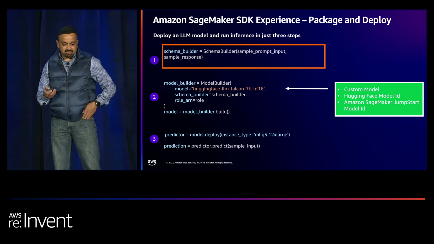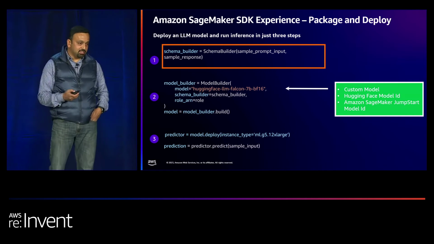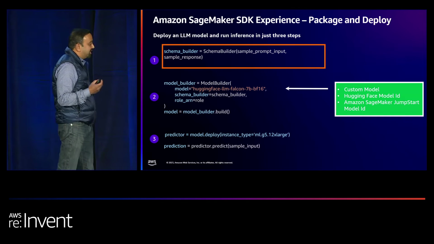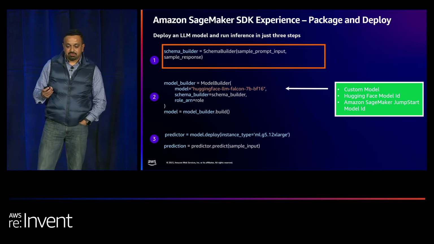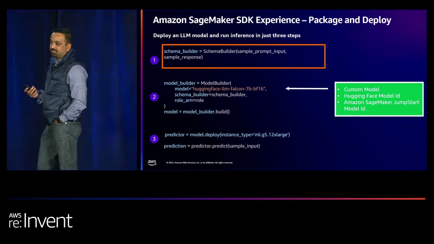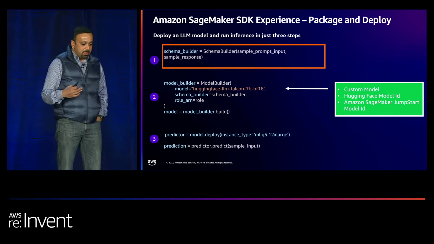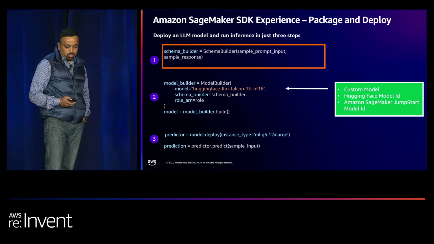So here, it's a 3-step process in the notebook deployment. First is you create a schema builder. Here, basically, you'll pass in a sample input prompt and a sample response. This is for us to figure out what serialization to use. As a user, you shouldn't worry about what serialization you should use. Plus, we'll also use that for testing the endpoint after the model is deployed.